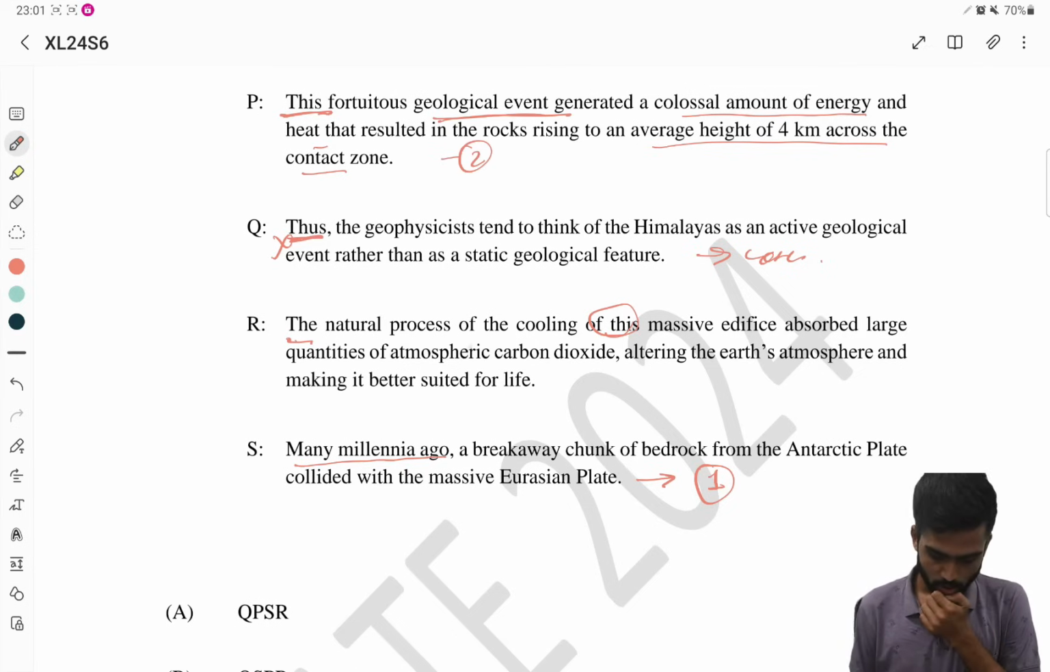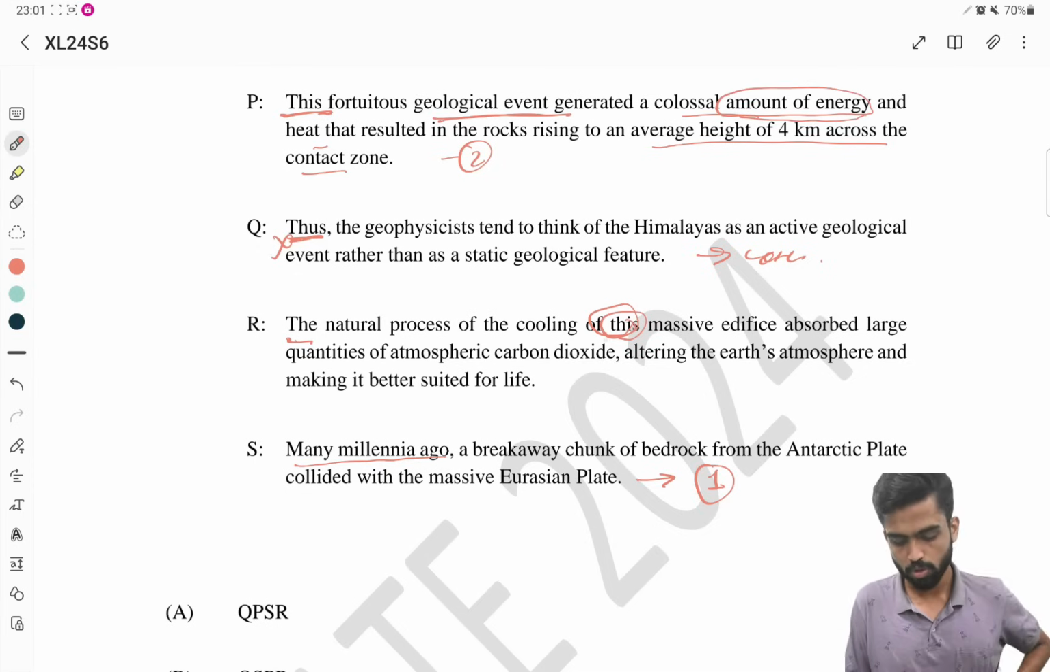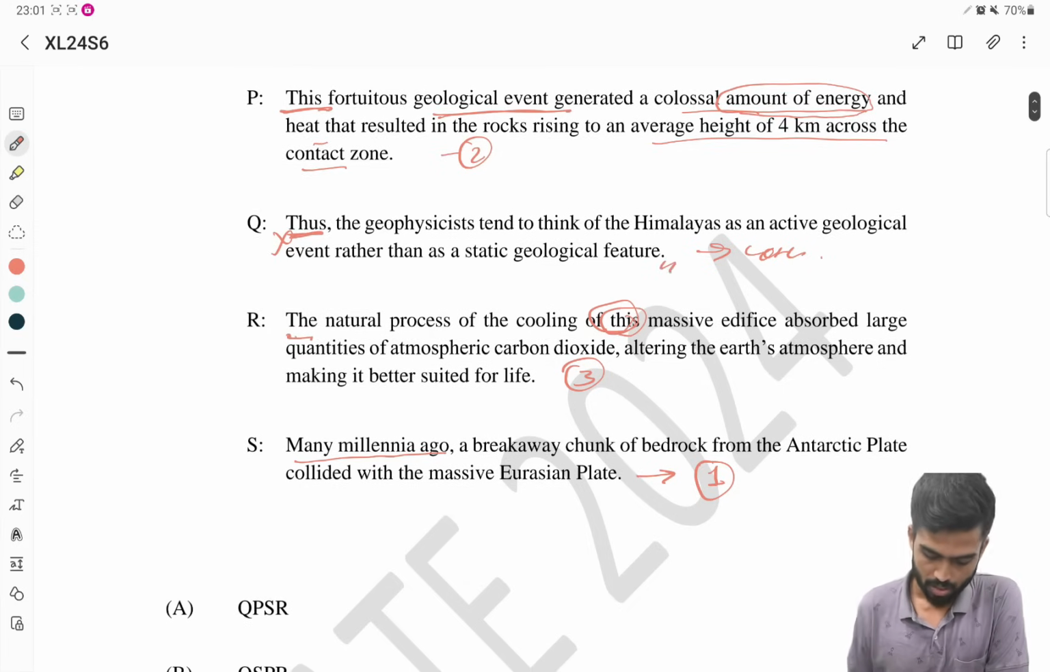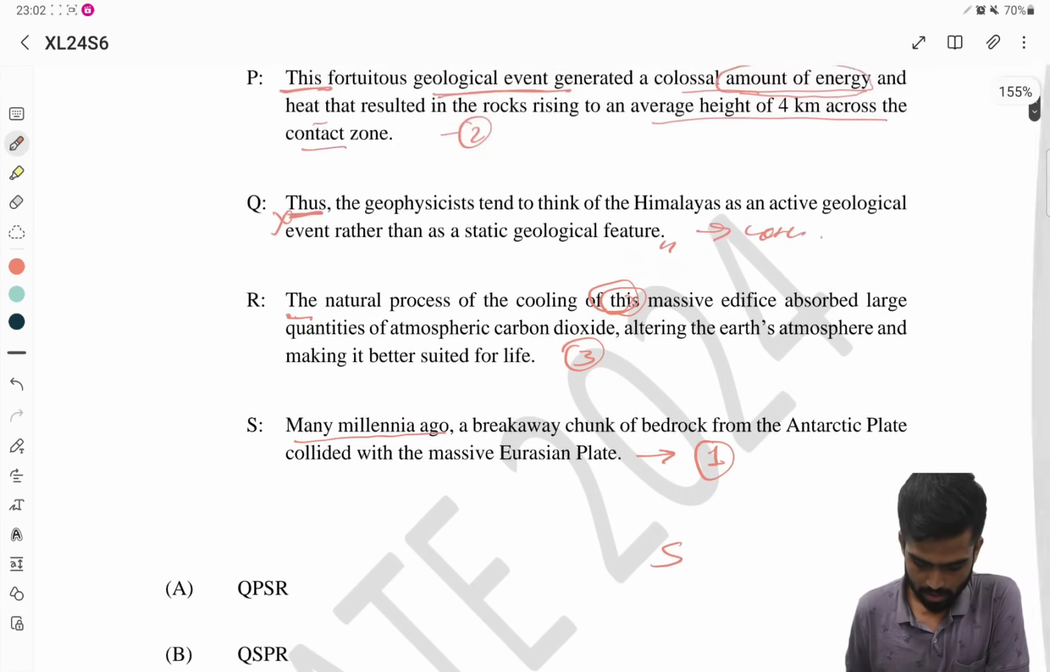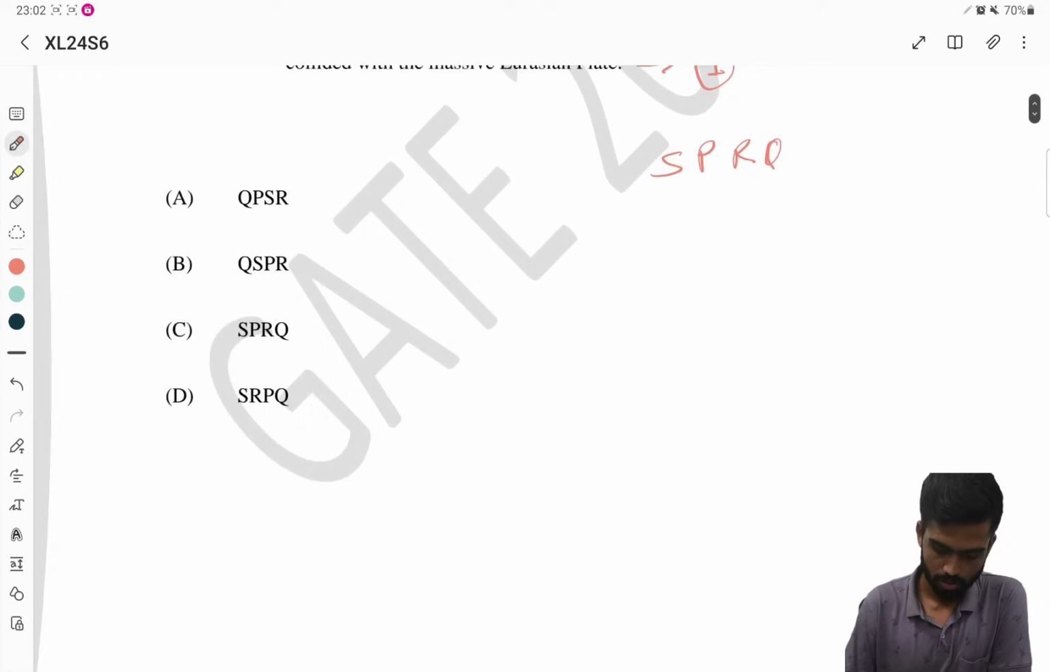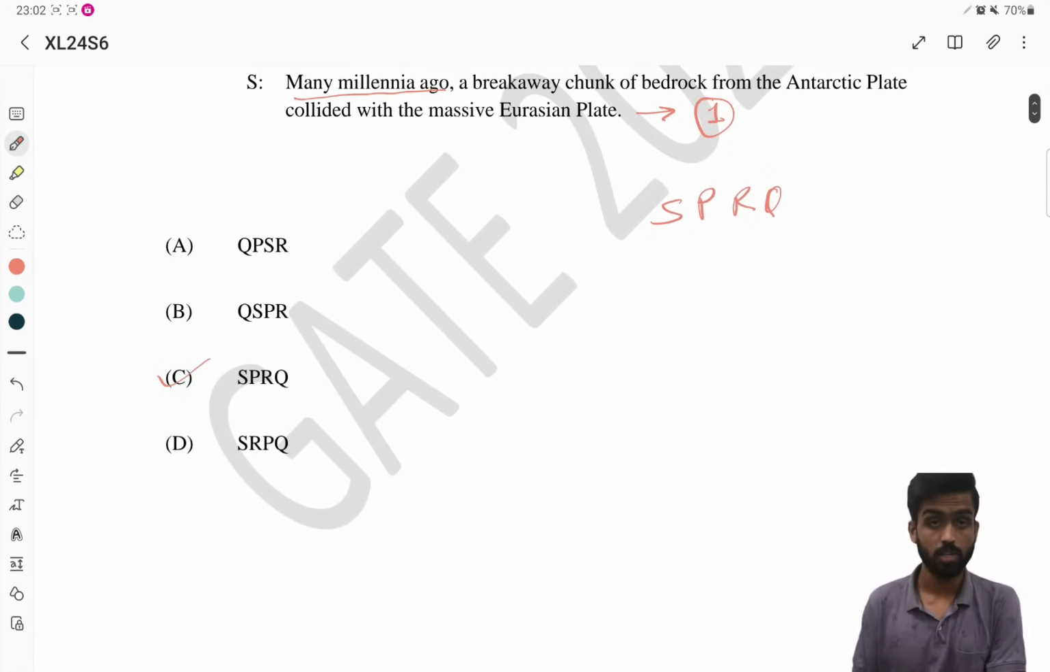So the natural process of cooling of this is talking about this particular colossal amount of energy. The natural process of cooling of this massive edifice absorbed large quantities of atmospheric carbon dioxide, altering the Earth's atmosphere, making it better suited for life. So thus the geophysicists tend to think of the Himalayas as an active geological event rather than a static geological feature. So our answer would be S, P, R, Q, if SPRQ is in the options.